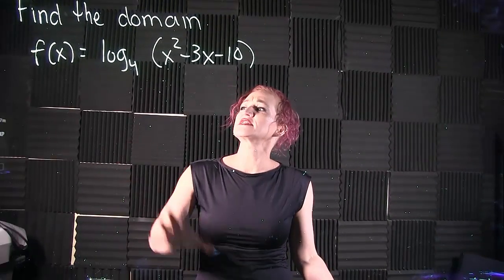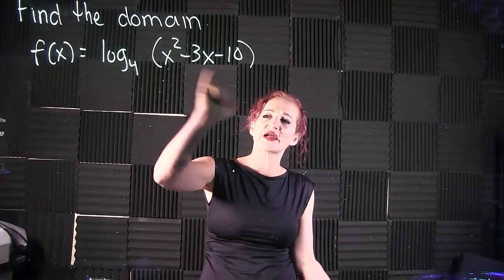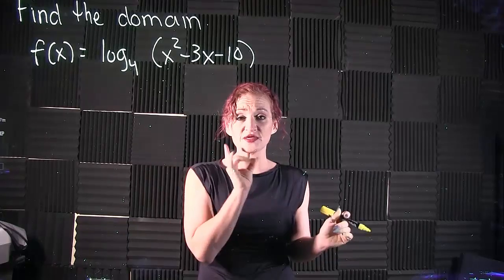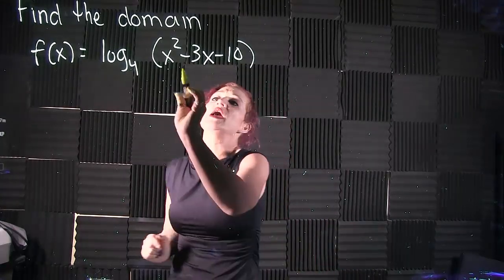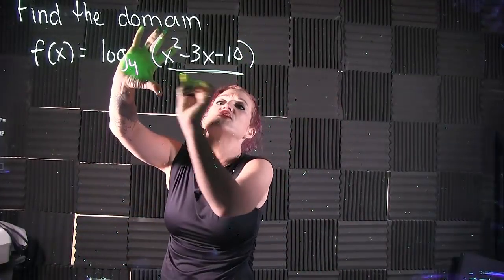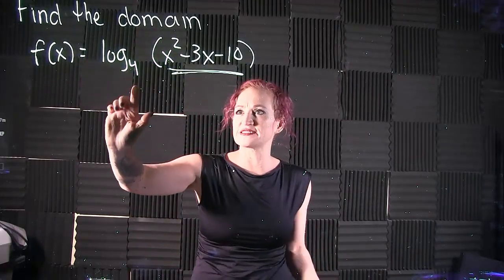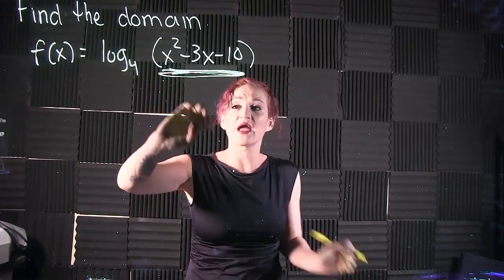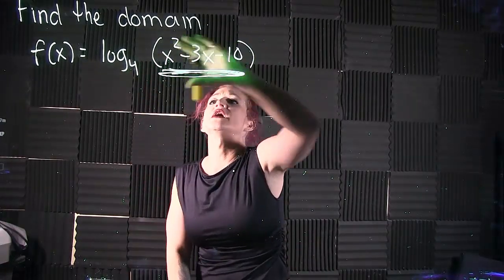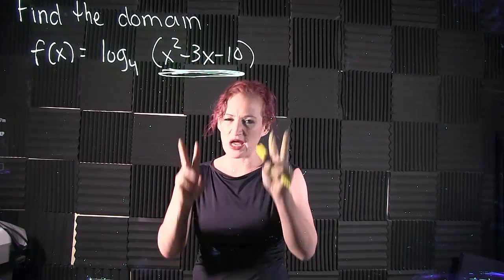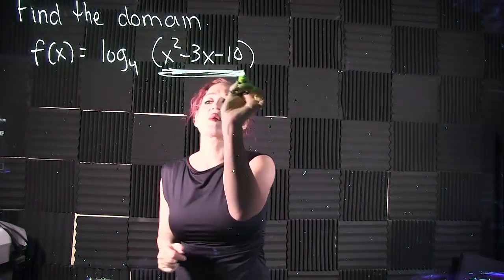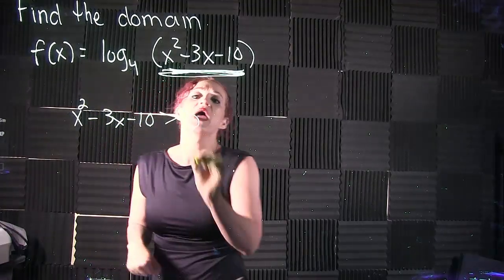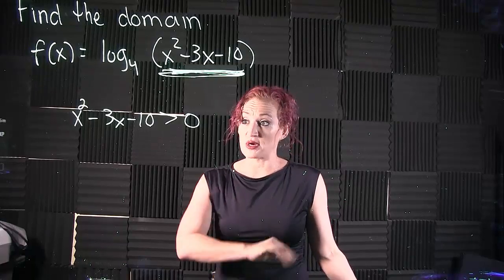Our next example, we have log base 4 of x squared minus 3x minus 10. What we need to remember when finding the domain of a logarithmic function is that you want to take a look at this piece right over here. You're always going to have log base something of some kind of term. It might be one thing, might be multiple terms, but whatever this is falls in this position, kind of like our x spot. What we want to do is take that, our x squared minus 3x minus 10, set it greater than 0, and solve that.